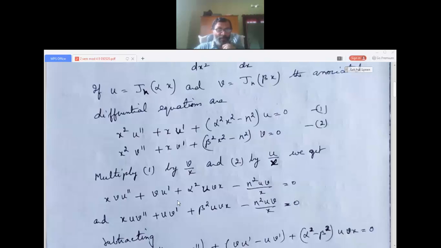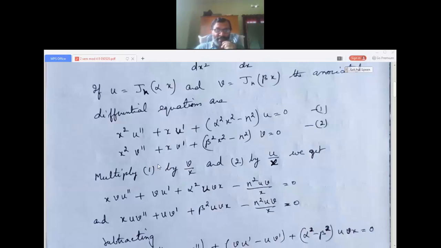See what we get. If I multiply here by v by x, this is 1, this is 2, so one x gets cancelled, and I get x v u double dash. Then v by x, x gets cancelled, v u dash. Here, one x gets cancelled, alpha squared u v x, minus n squared u v by x, equals 0.